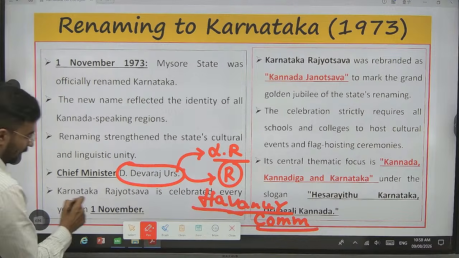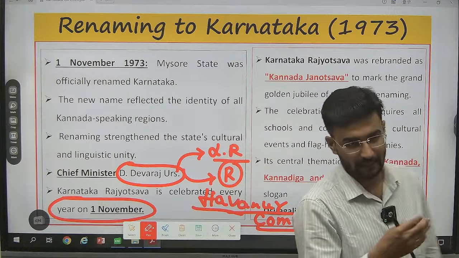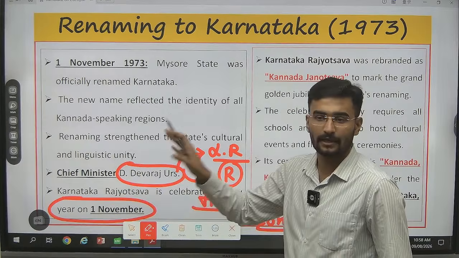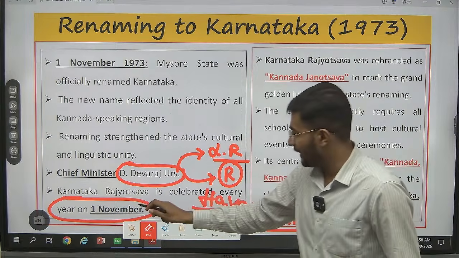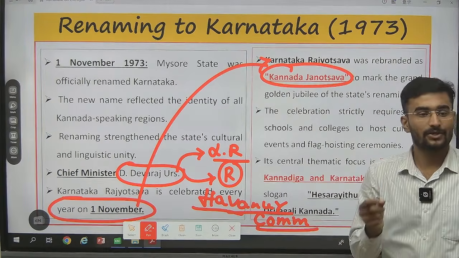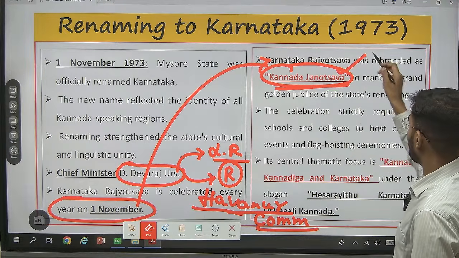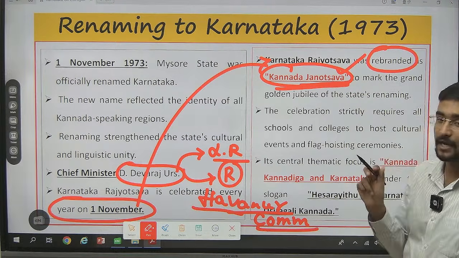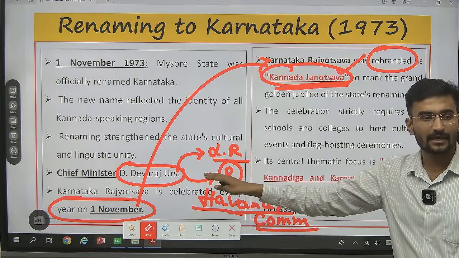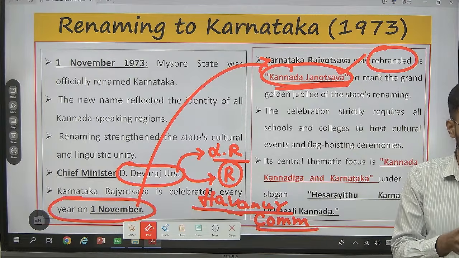And along with that, now this was being created on 1st November 1973. Now 1973 na prati varsha we are celebrating it as Karnataka Rajyotsava, but our Sidramaya renamed this as what? Now Kannada Jana Utsava, Janotsava. We rebranded it as Kannada Jana Utsava. Now starting from 1973 till 2023, again we have celebrated 50 years.